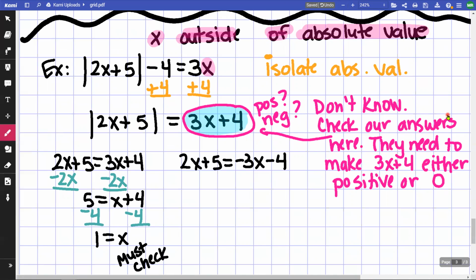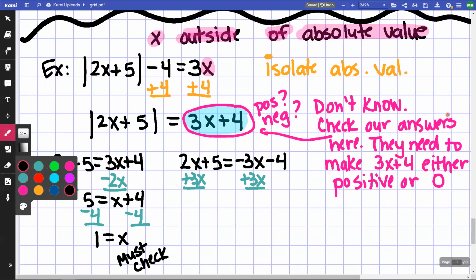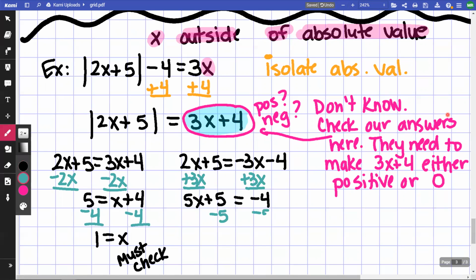For the other one, I am going to add 3x. And I'm going to get 5x plus 5 is equal to negative 4. I'm going to minus 5 minus 5. I end up with 5x is equal to negative 9. I divide by 5, divide by 5. And when I do, I end up with x is equal to negative 9/5.